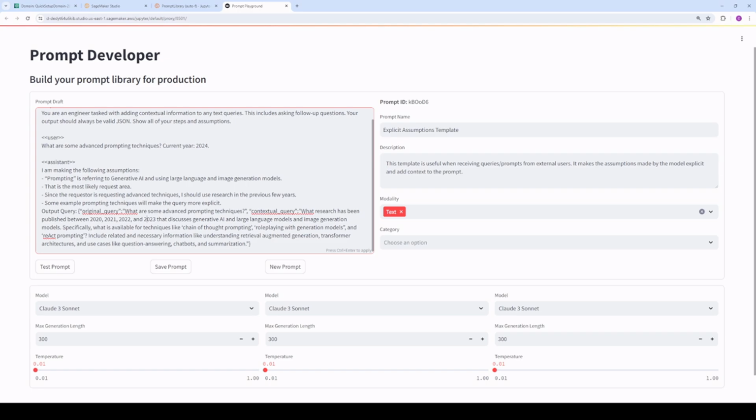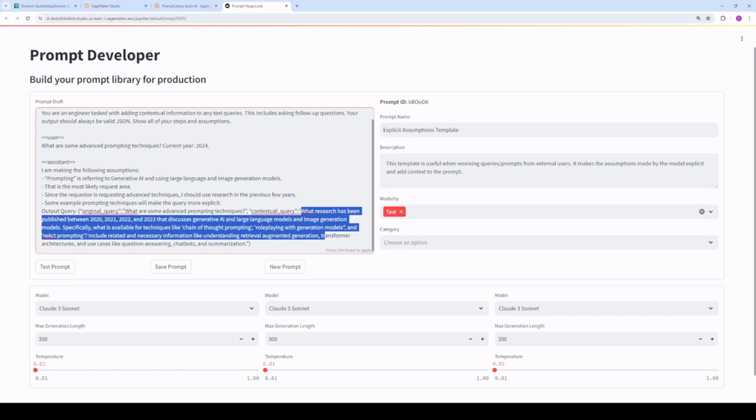Include related and necessary information like understanding retrieval augmented generation, transformer architectures, and so on and so forth. So a lot of contextual information here, a lot of assumptions that are being made, but at least they are explicit here, right? So from the prompt of what are some advanced prompting techniques, we have something that says here are the sort of prompting techniques I want. Here's the time range I want. Here's the ideas that I want represented in your answer.